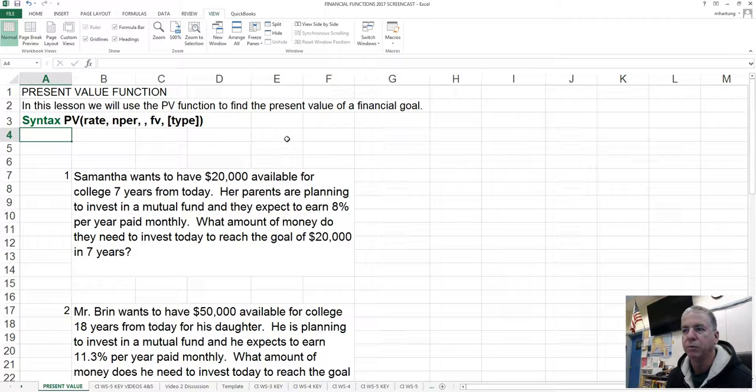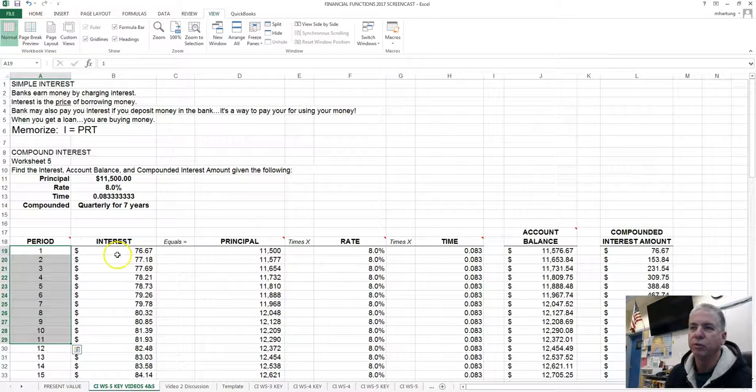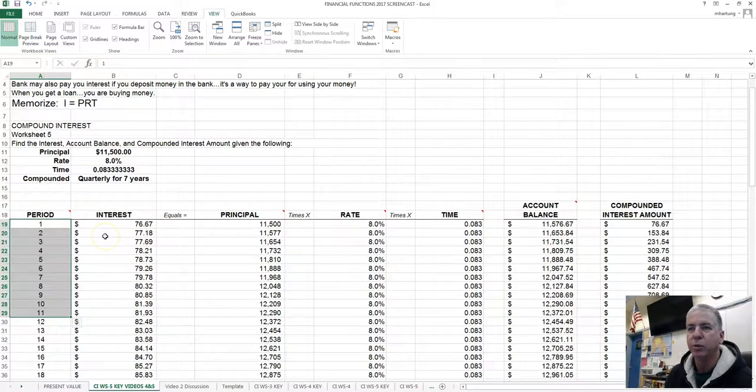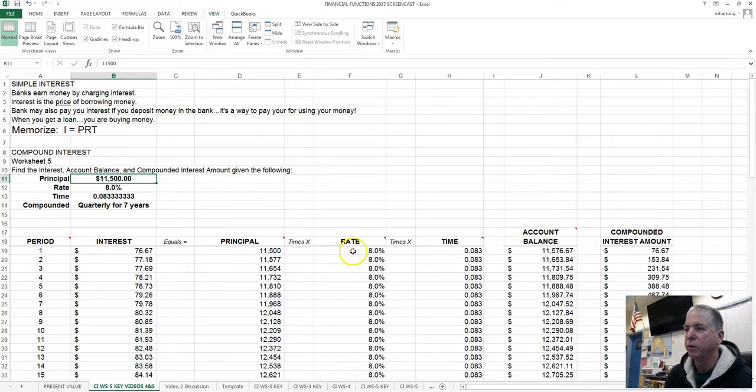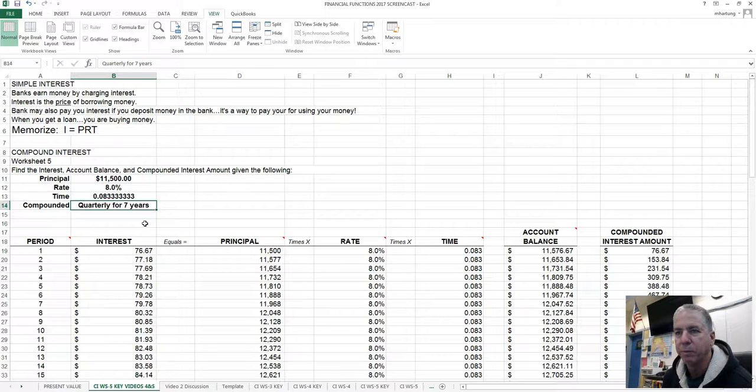So the first thing you should know is that it's going to be less than $20,000 because you're going to be earning all that interest, and it's going to be over a sizable period of time, 7 years. So let's take a look back before we go ahead and do this. What we did back in compound interest videos 4 and 5, where we had set up this compound interest table and we had placed formulas within our table to reference these locations for principal, rate, and time, and so forth.